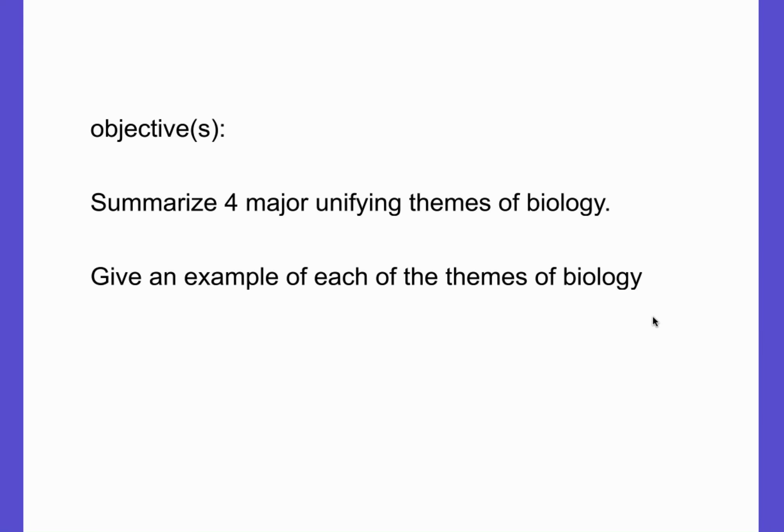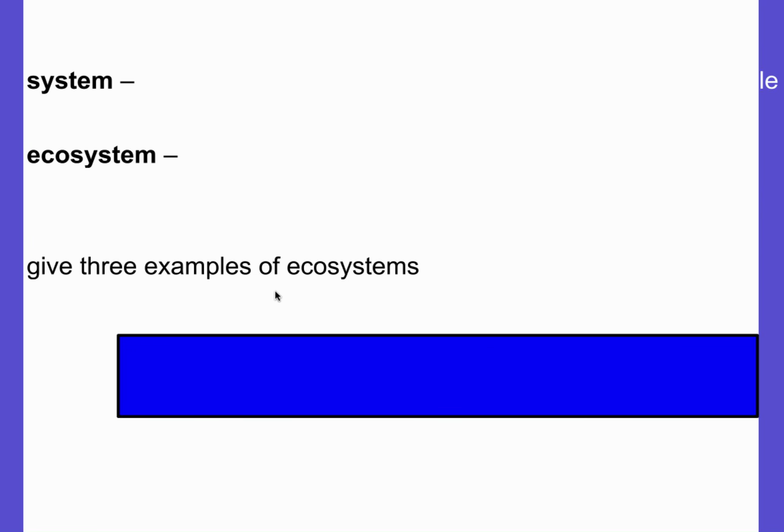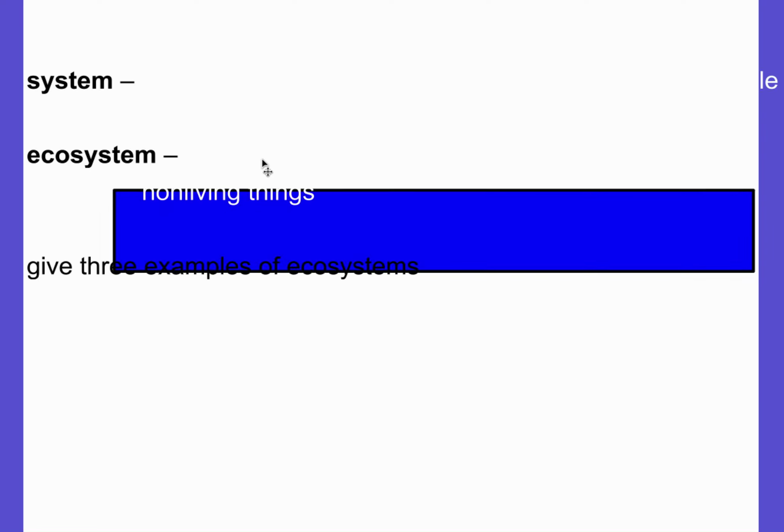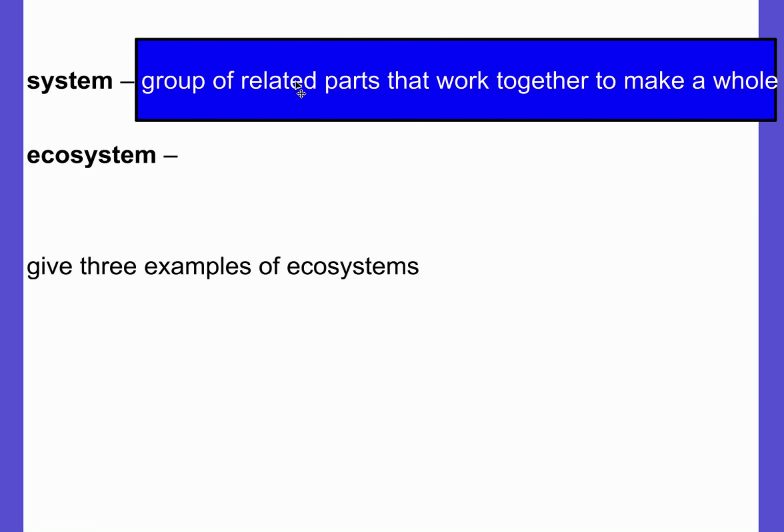All right, so this is a quick video for your Section 2 notes in Chapter 1 of Biology. So your objectives, we're going to summarize 4 major unifying themes of biology, and then we're going to give an example of each of those themes. So just got some definitions and some short answer things to talk about.